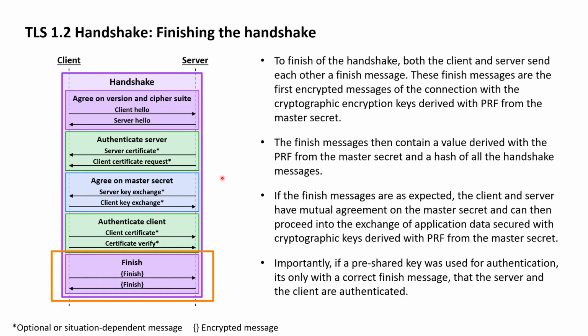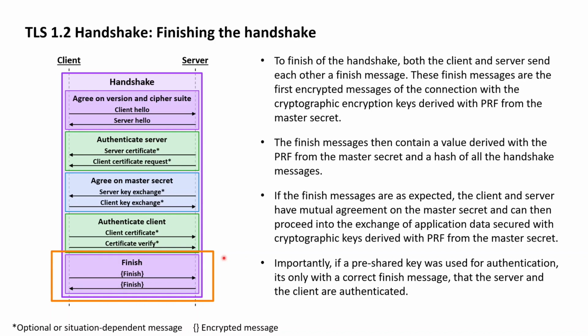The last but very critical stage of the TLS 1.2 handshake is then the stage to properly finish off the handshake. This finish stage of the protocol is critical as it's only with the finish message exchanged that the client and the server get mutual confirmation that both arrived at the same master secret that they will later on use for the secure exchange of application data.